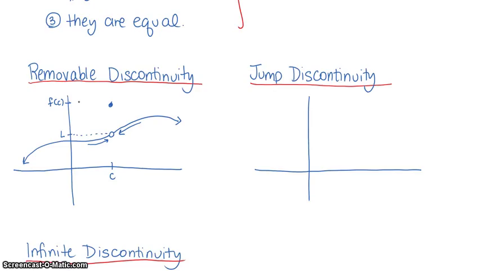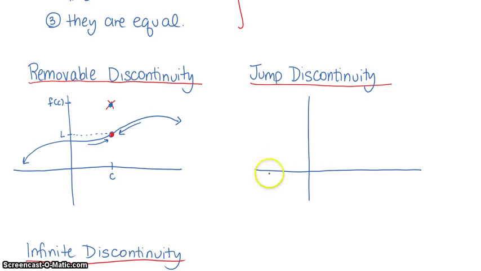Now for removable discontinuity, the reason they call it removable is that if we were to remove this point from the function and redefine it to be the limit, it would be continuous. So if we could change one point and only one point, we could theoretically make this a continuous graph.